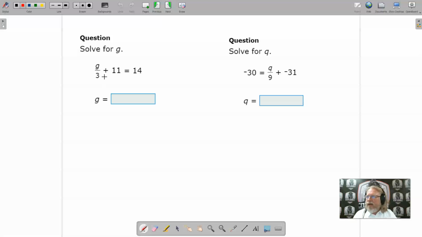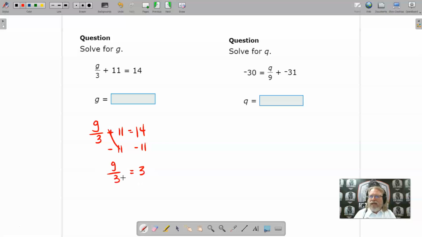Our next one here, we see that we've got some division going on between the variable and the value of 3. But first we're going to have to deal with this 11 here. So let's go ahead and do g over 3 plus 11 equals 14. And let's go ahead and subtract 11, right? So subtract 11 from both sides. And these are going to cancel each other out, leaving us with g over 3. And 14 minus 11 is 3.